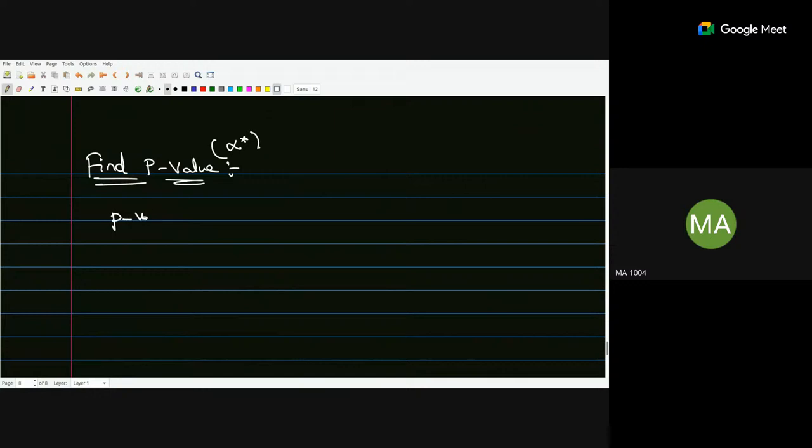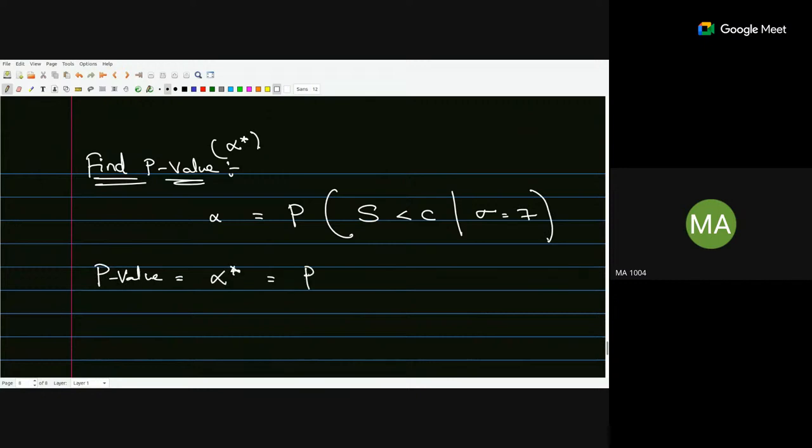So the P value, which is alpha star, is a special case where, in place of C, I'll just replace it with the small s. The probability that I'm going to reject, or maybe I'll write alpha as of now. So alpha we have is the probability that S is less than C given sigma is equal to 7. For the P value, this will be a special case where, in place of C, I'll just replace it with small s.